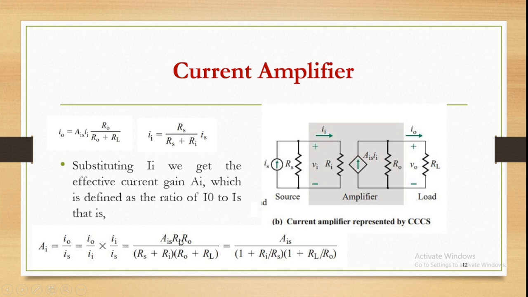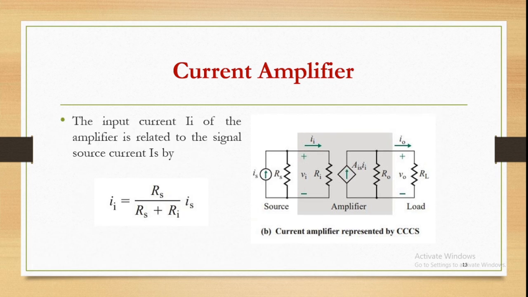If we take Rs common from the denominator, we have 1 plus Ri upon Rs. Inside the other bracket, if we take R0 common, we have 1 plus RL upon R0. So now R0 is in the denominator and Ri in the numerator. In this case, Ri should be equal to 0 and R0 should be equal to infinity to have the current gain equal to AIS.